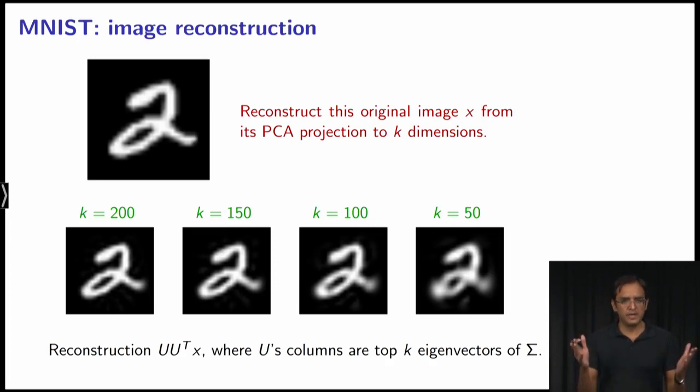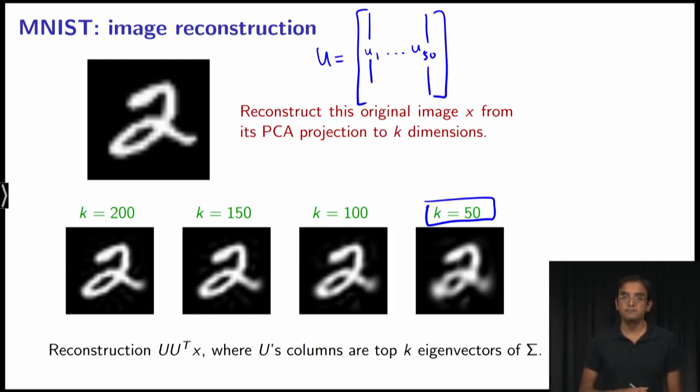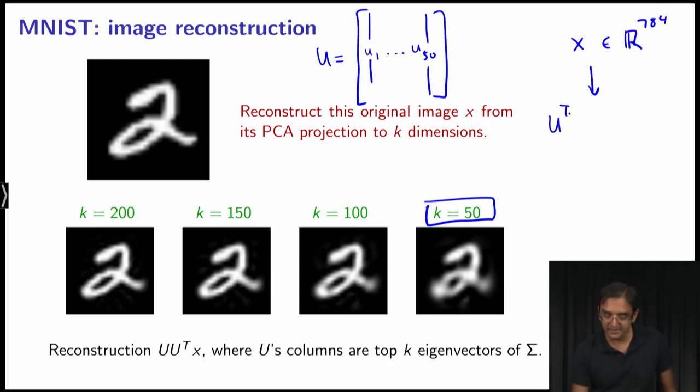We computed the covariance matrix of this data set, and we picked, let's say we're looking at k equals 50, the top 50 eigenvectors of this covariance matrix, so let's call them u1 through u50. And this is our matrix U. Now, the way we projected data is that we started with a point in 784-dimensional space, and the projection was simply U transpose x. So this is a point in 50-dimensional space, just 50 numbers.